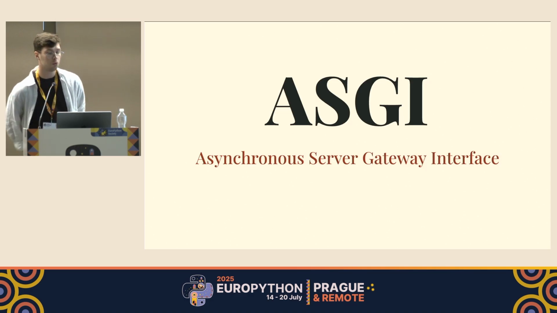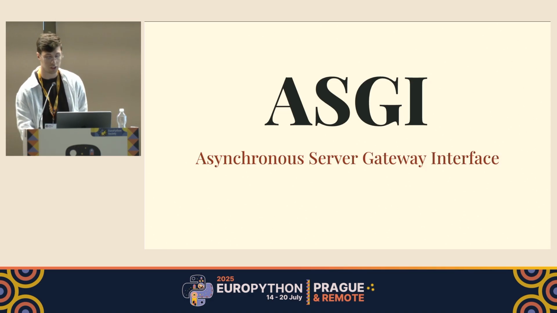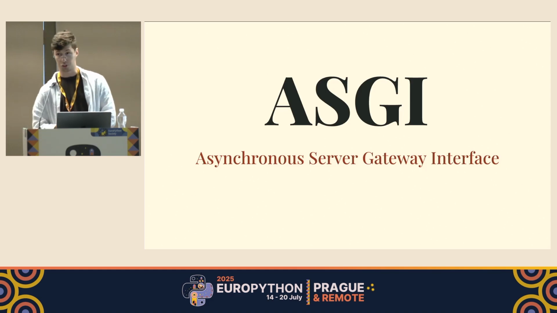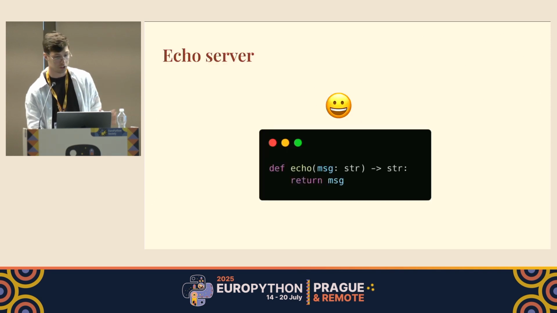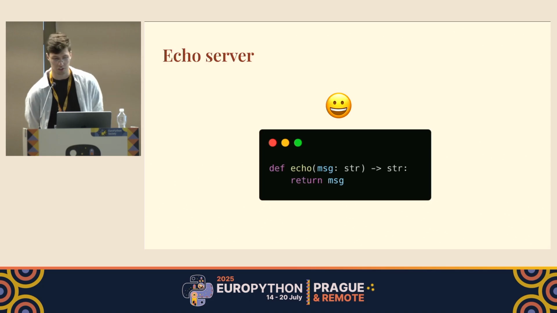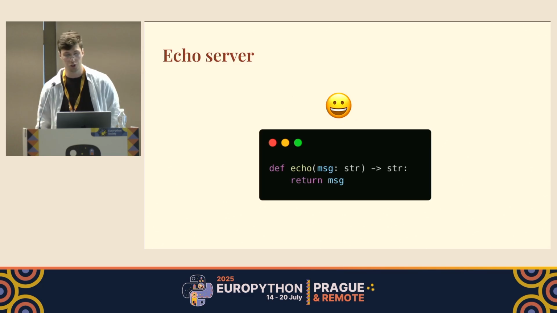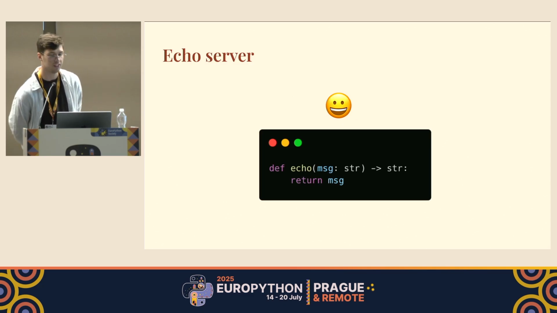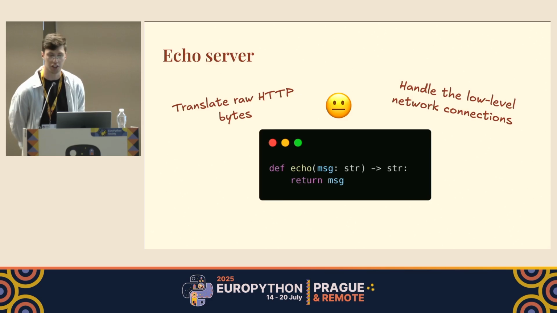And to make it a bit more clear what ASGI actually solves and provides us, let's try to build a simple HTTP web server from scratch. Let's say we want to build an echo server. Sounds like a pretty easy task. So let's just write a Python function that receives one parameter and returns it back. Seems like we're done with all our business logic. Backend is ready. However, I think we actually haven't completed the task yet.